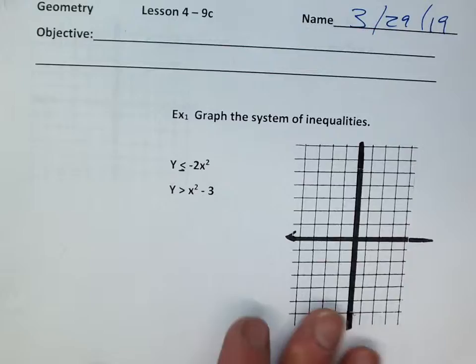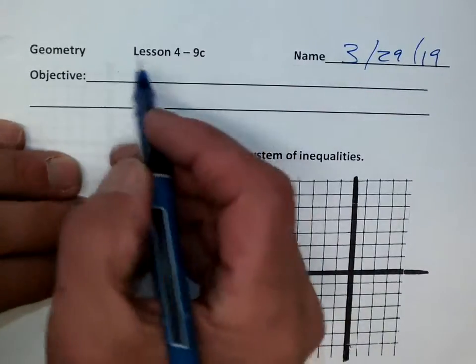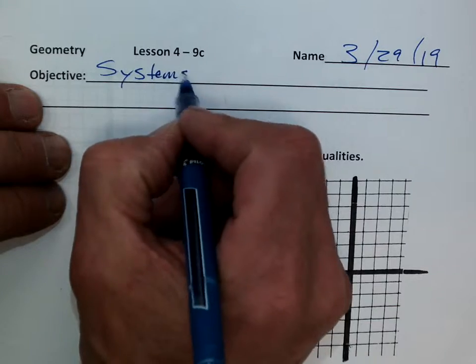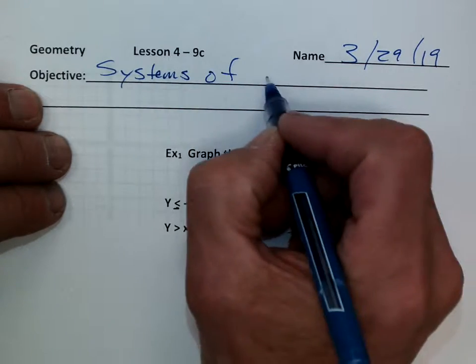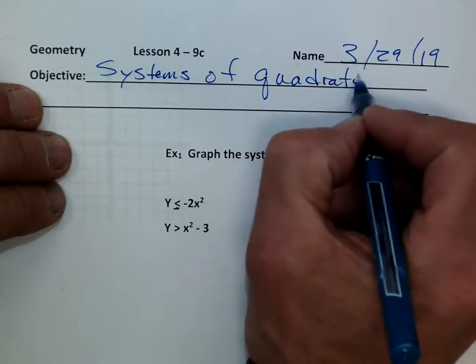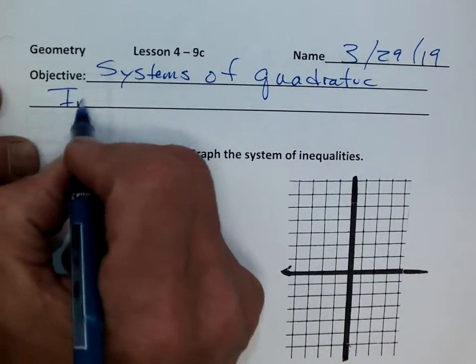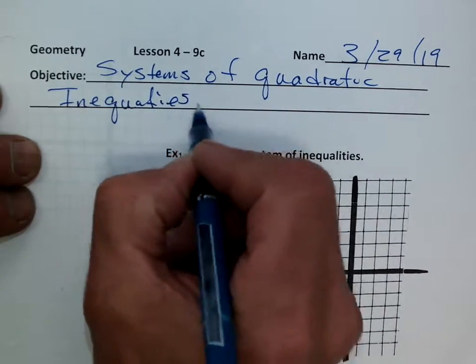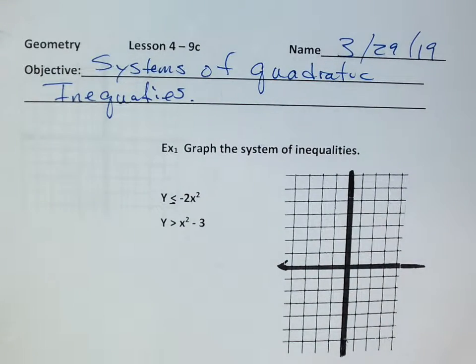3/29/19. Okay, so what we're going to do is this. It's called Systems of Quadratic Inequalities. Okay, what does that mean? Systems of quadratic inequalities. Okay, so that's the math word.